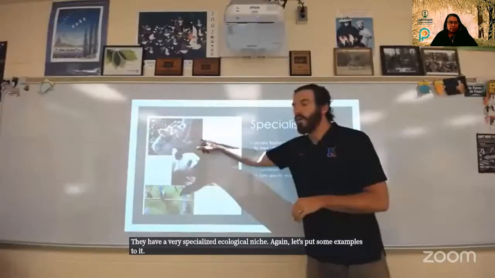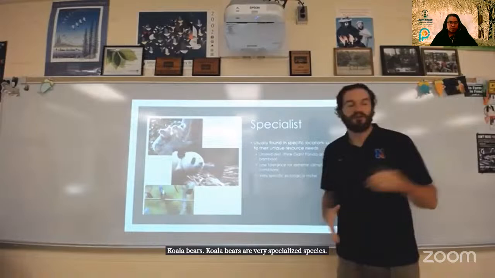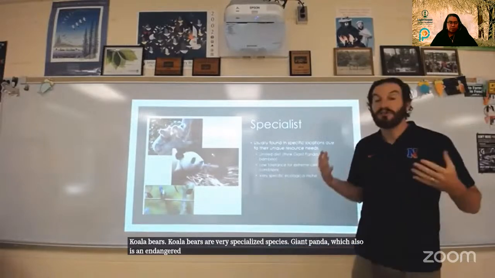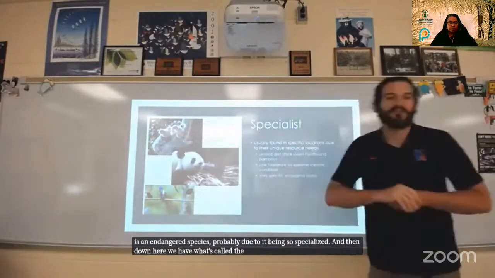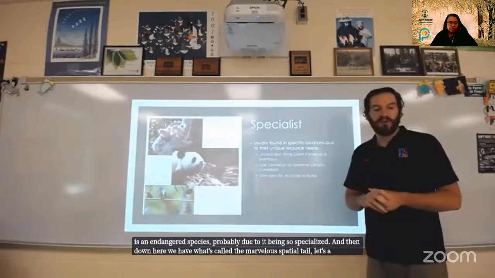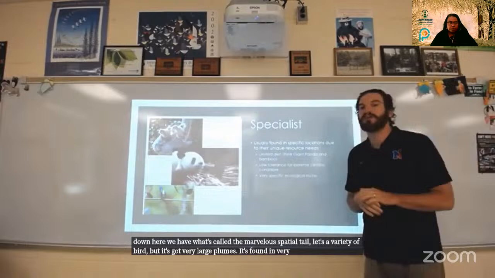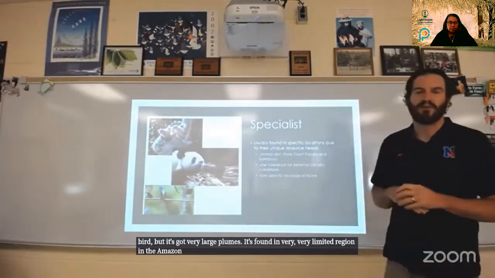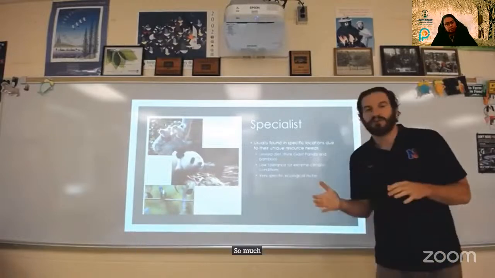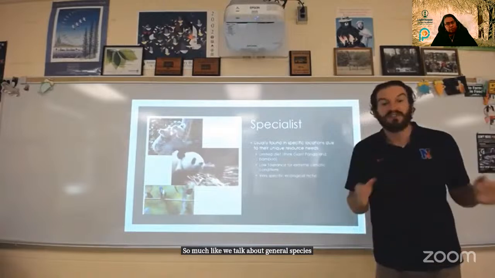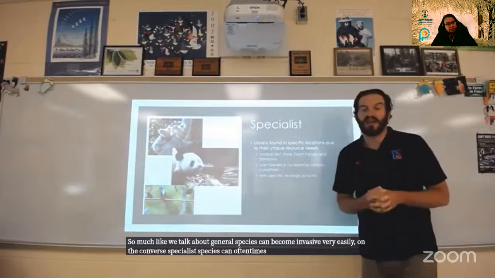Koala bears. Koala bears are very specialized species. Giant panda, which also is an endangered species, probably due to it being so specialized. And then down here we have what's called the marvelous spatuletail. It's a variety of bird, but it's got very large plumes. It's found in a very, very limited region in the Amazon or in Peru, a very, very small geographical region. So much like we talk about general species can become invasive very easily, on the converse, specialist species can oftentimes become endangered very easily.